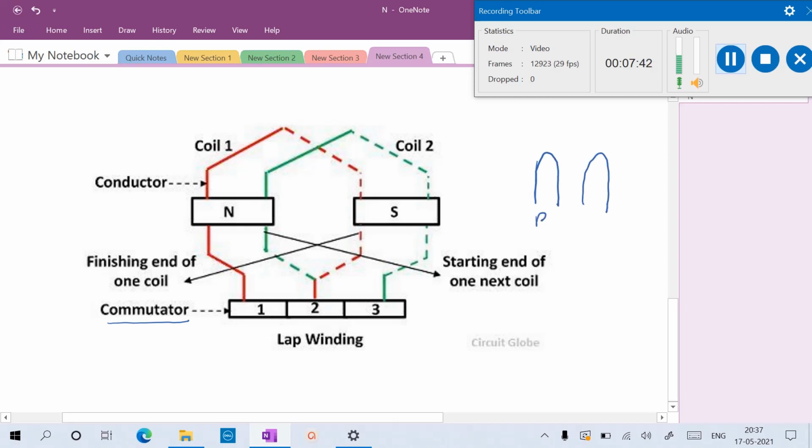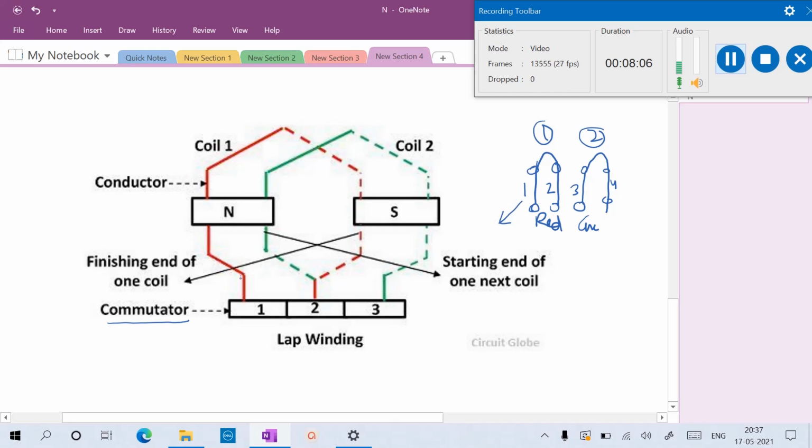You can see this is the red color and this is the green color, for example. Each has two coil sides: this is one and this is two. Similarly, the other coil also has two coil sides, 3 and 4, as conductors. The coil 1 and coil 2. Now let us take coil 1.